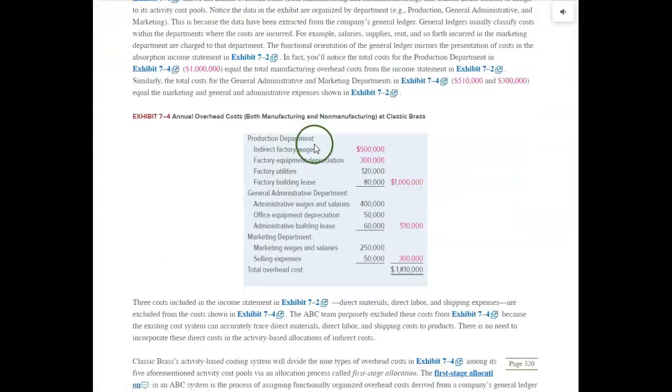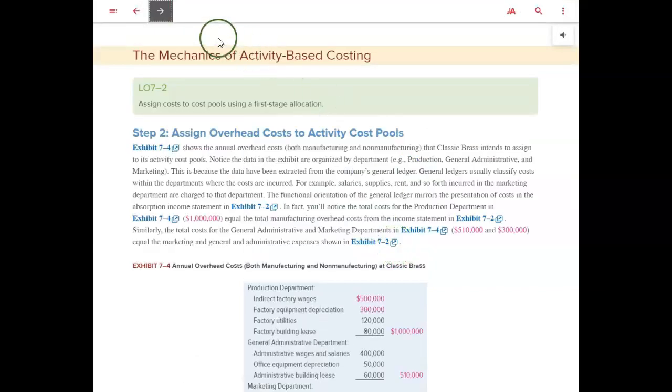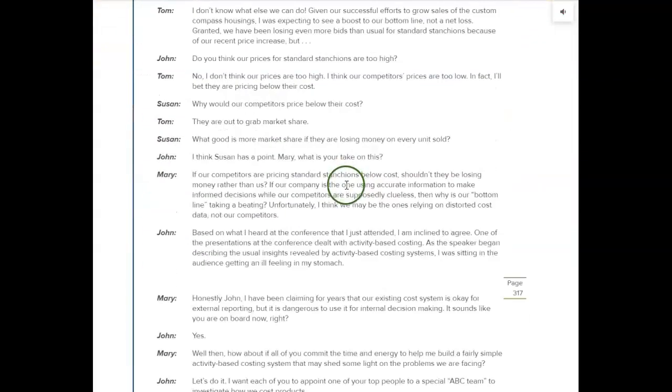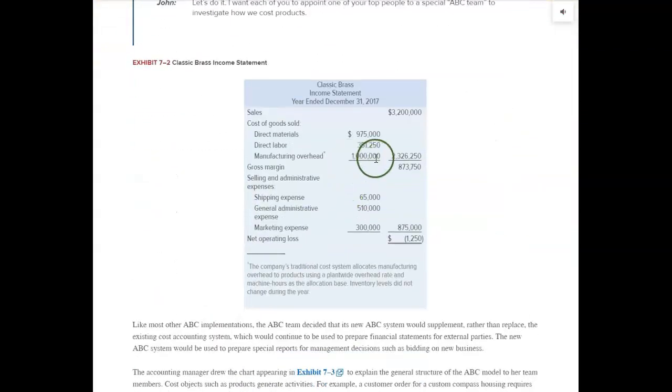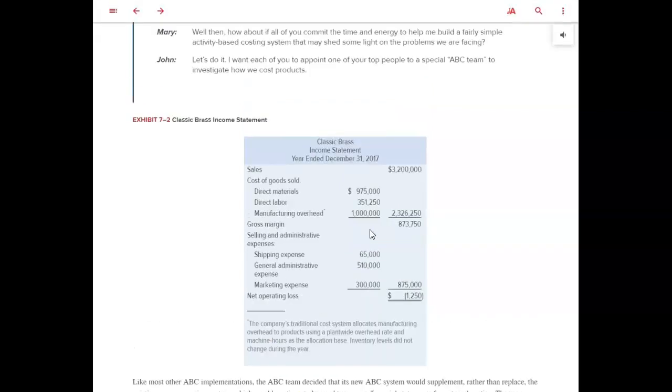And you can see with this schedule here that we are going to split the overhead cost in these areas into a lot more detail. So this 1 million, 510, and 300, I'm going to back up a page to show you where that's coming from. So look, we're looking for $1 million of production overhead, 510 in the administrative area, and marketing 300. Let's back up. Previous page. Come down to here. Here's the 1 million. Here's the 510. Here's the 300. Those are the numbers we're going to extrapolate out and look at in more detail.